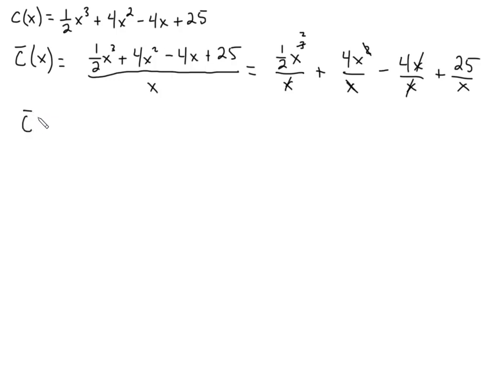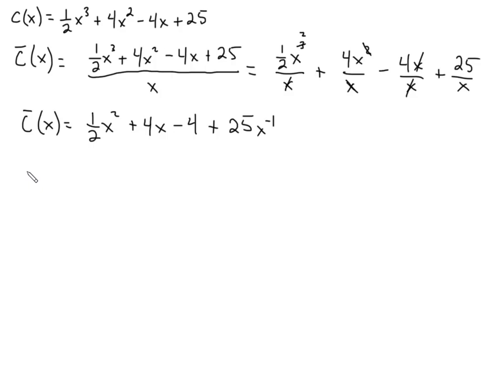So let's rewrite c bar of x as 1/2 x squared plus 4x minus 4. And then let's write this last term as 25x to the minus 1 power. It'll be easier to take the derivative.